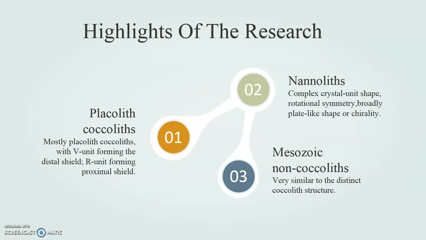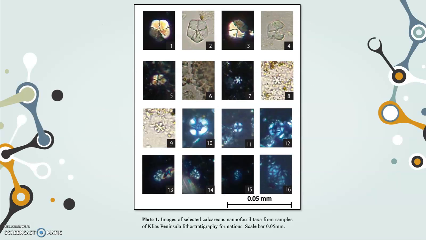Okay, highlights of the research. There are 3 different types of calcareous fossil that were observed, which are placoliths, nannoliths, and Mesozoic non-coccoliths. So these are the images of selected Paleogene taxa from samples of Pulias Peninsula for the stratigraphic formation, with a scale bar of 0.05 millimeter.